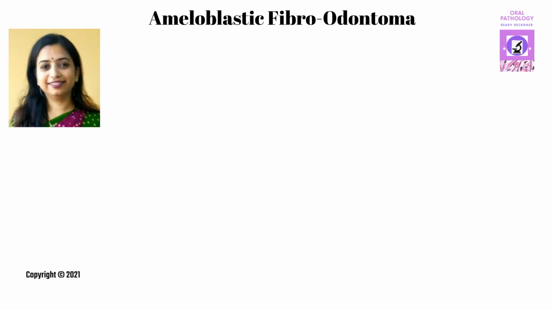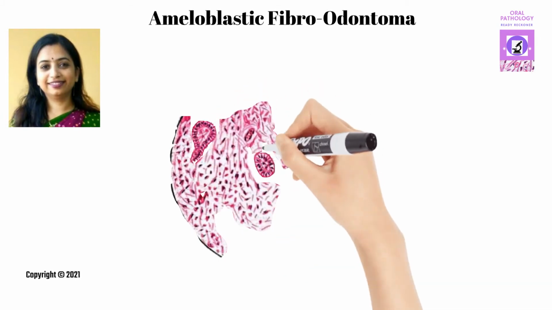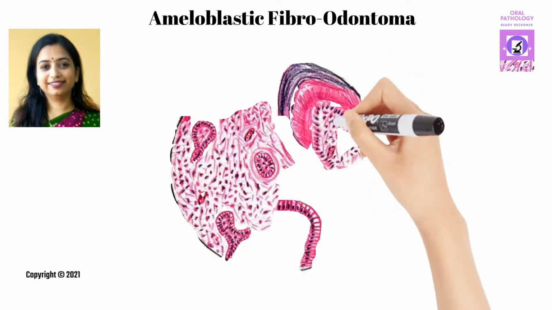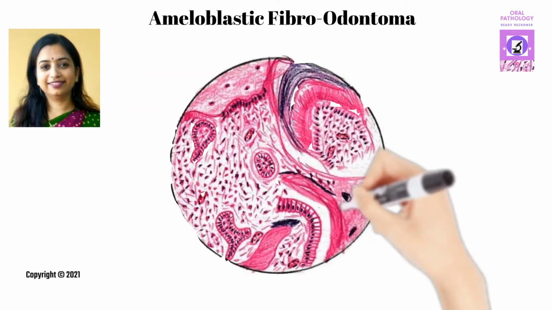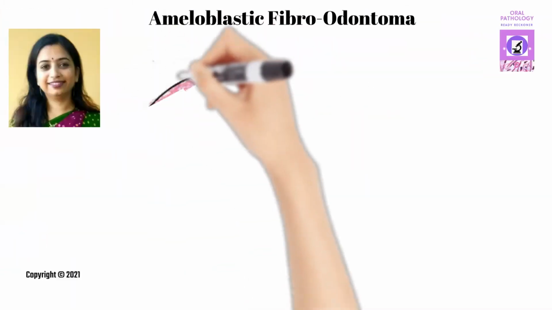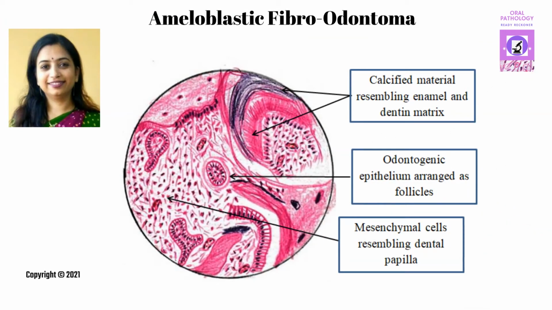Next tumor is ameloblastic fibroodontoma, which shows irregularly shaped dentine deposits, enamel matrix, and odontogenic epithelium against a background of a fibrillar connective tissue containing randomly oriented spindle cells. So, ameloblastic fibroodontoma is histologically marked by the presence of a soft tissue component resembling ameloblastic fibroma and a hard tissue component of complex odontoma.